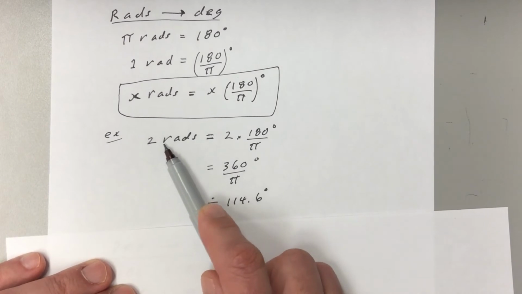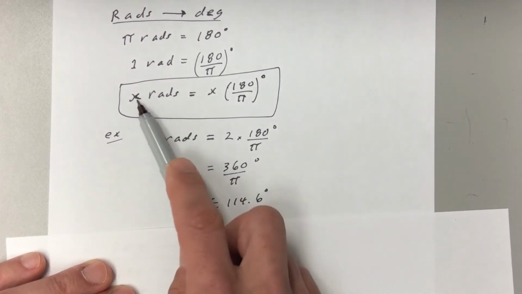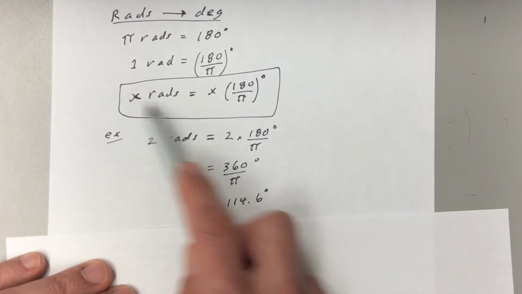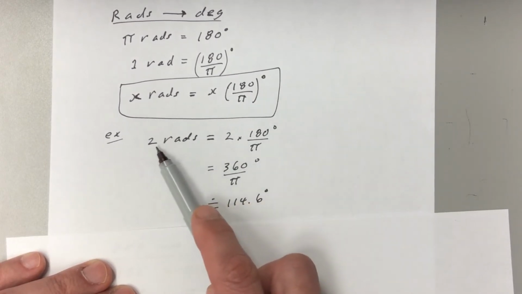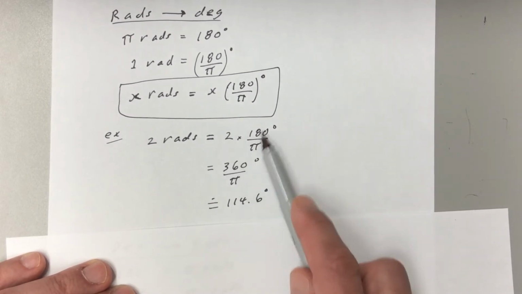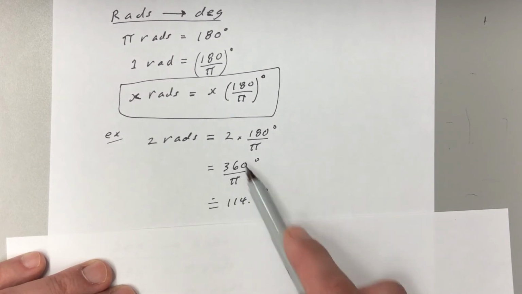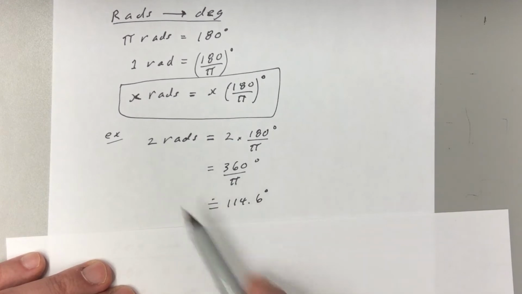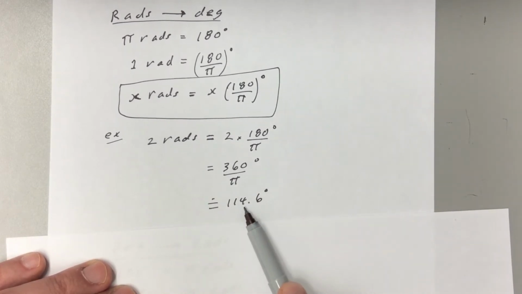2 radians. Well, 2 is the x. You're going to go 2 times this. So 1 radian is this many degrees. So 2 radians is 2 times 180 over pi degrees. 2 times 180 is 360. If you divide this, you get approximately 114.6 degrees is 2 radians. Quite a bit bigger number.